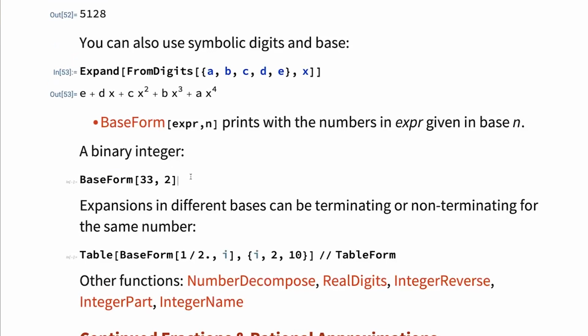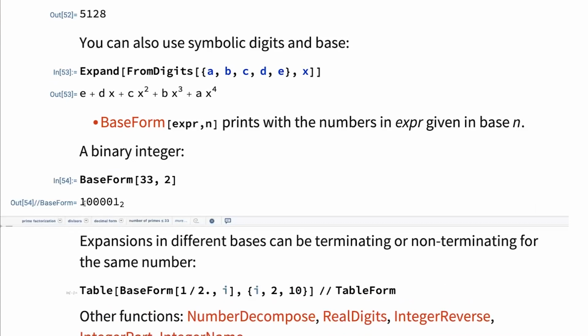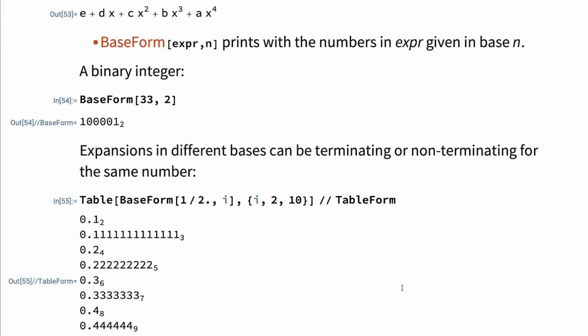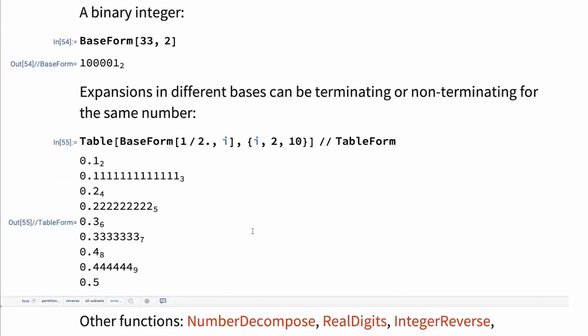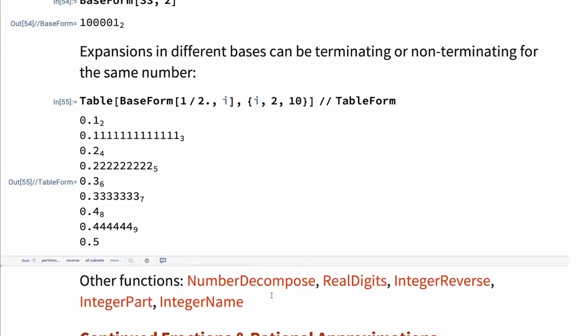So a binary integer, what is the binary for 33? Here you go. And here is an interesting example, and you can actually see that expansions in different bases can be terminating or non-terminating for the same number. Other functions here are NumberDecompose, RealDigits, IntegerReverse, IntegerPart, IntegerName.